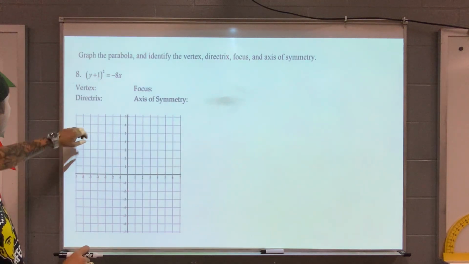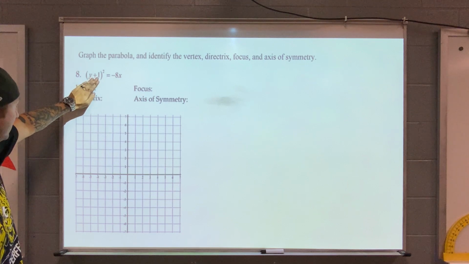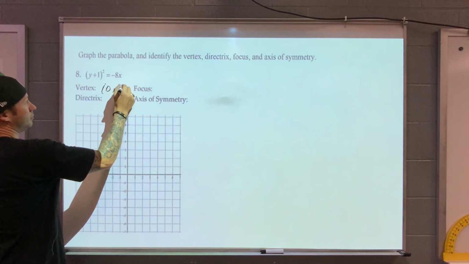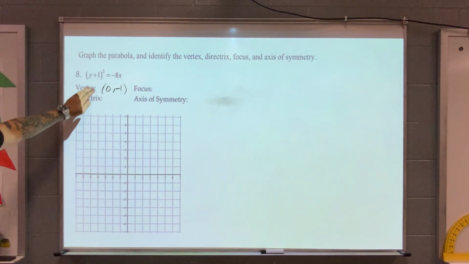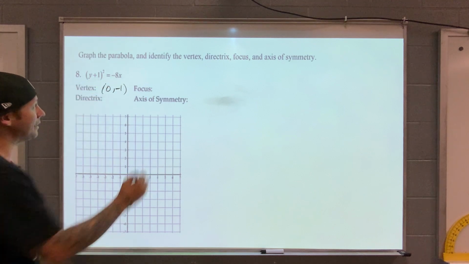All right, number 8. X doesn't have a number, so that's 0. Y has this, so it's going to be -1. So 0, -1. The y is a square, so it opens left and right. This is negative, so it's going to be to the left.